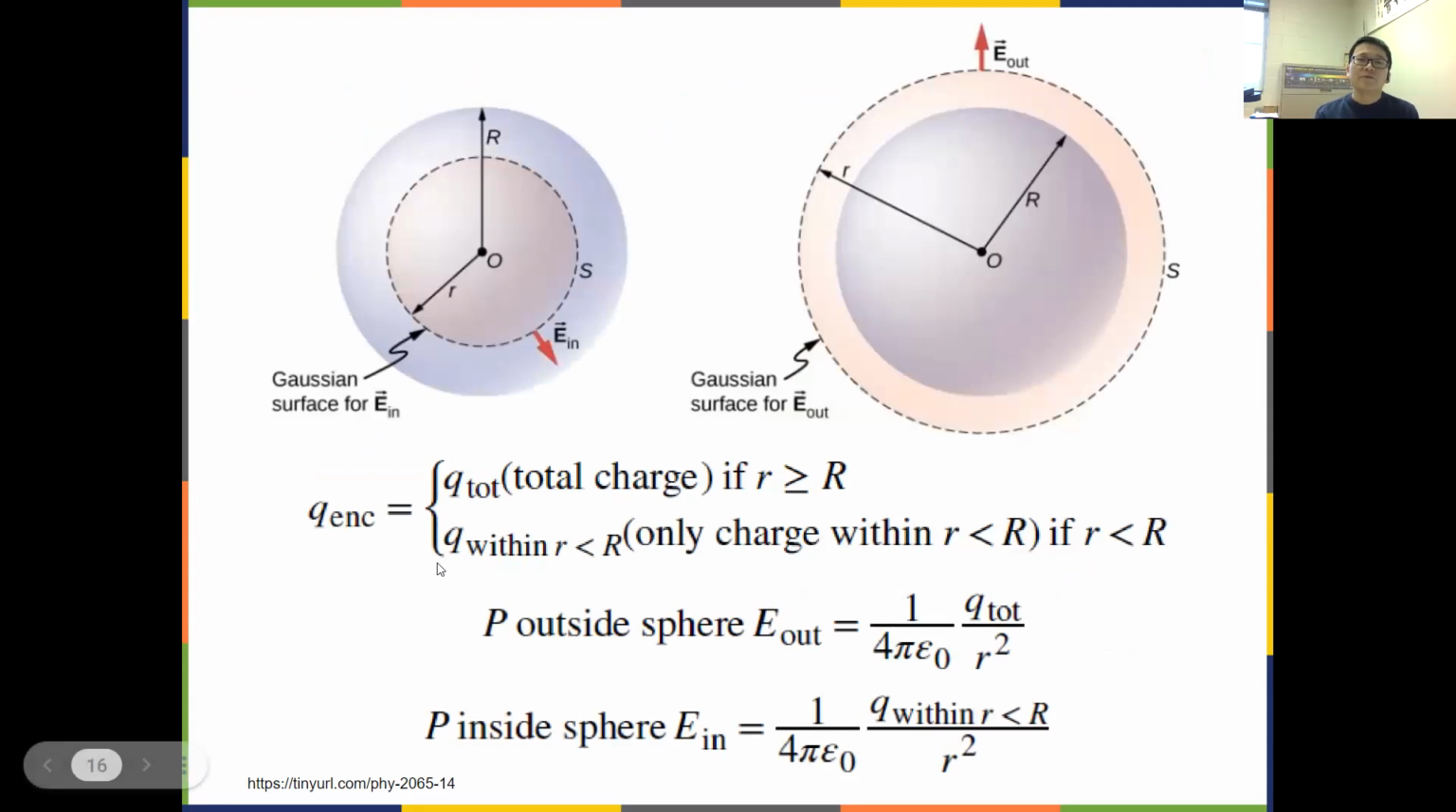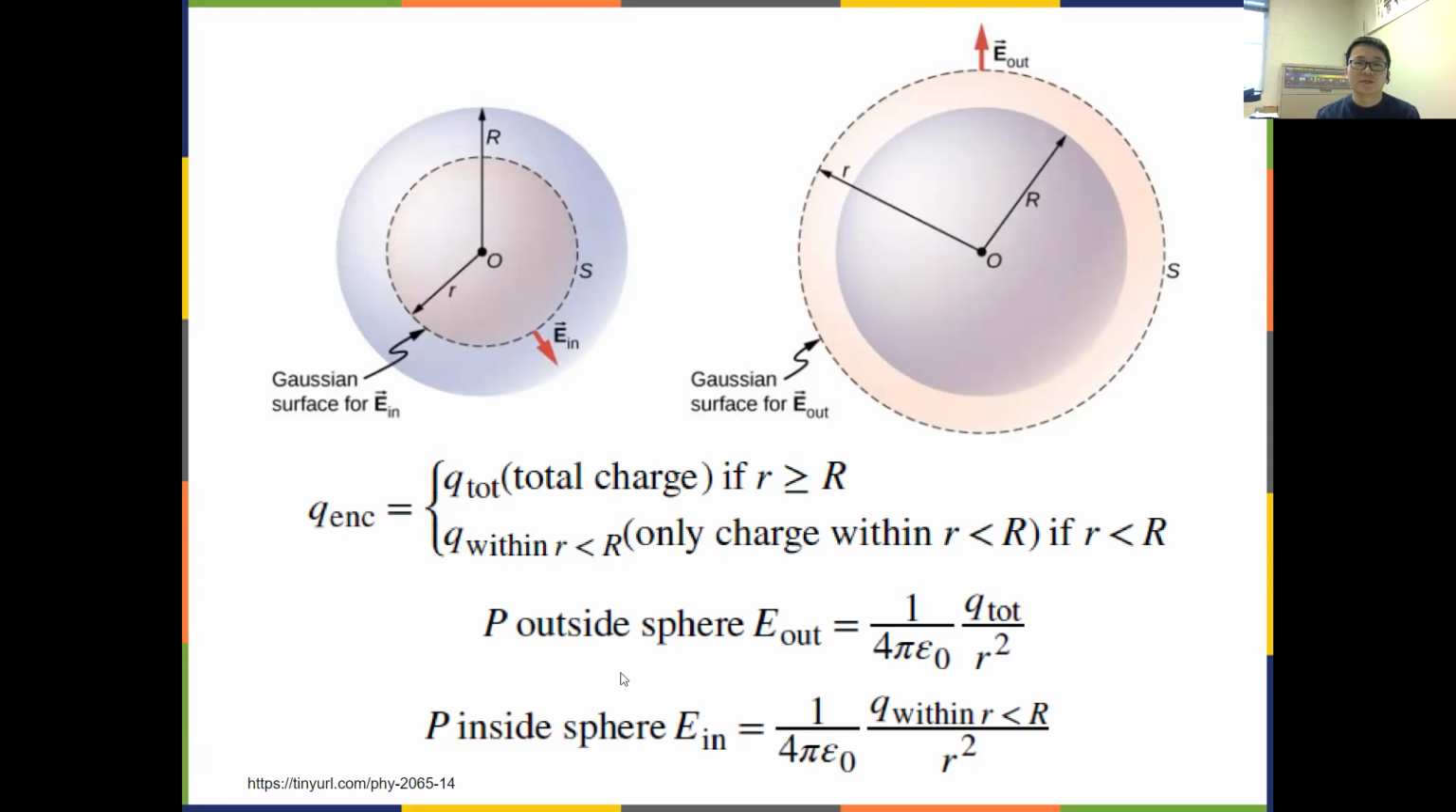Now, what if you want to find an electric field inside your charge distribution? Inside the charge distribution, you can also draw a Gaussian surface, a sphere a small r distance away from the center. Now, in this case, you have capital R. For outside the sphere, we calculated from the previous problem, so for outside the sphere, you get this equation. That's what we had earlier.